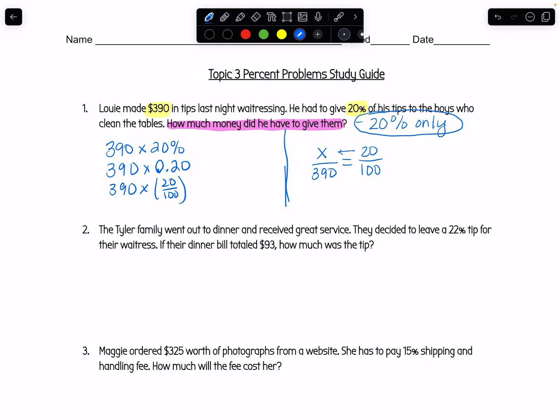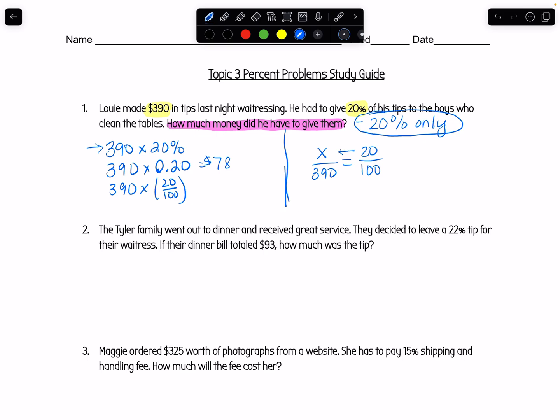Personally, I'd probably go with the top one if my calculator has the little percent button on it. So 390 times 20% equals $78.